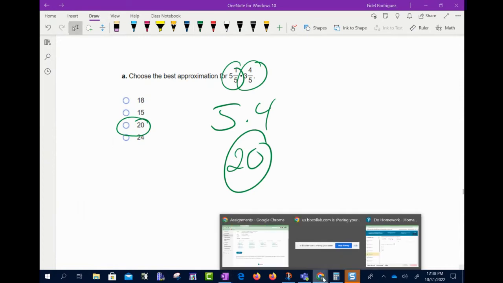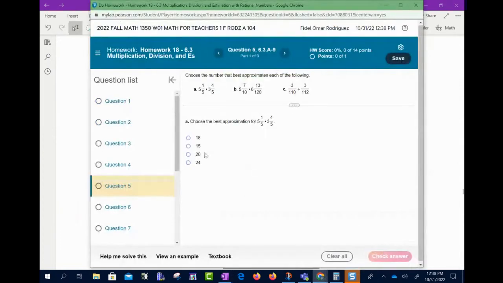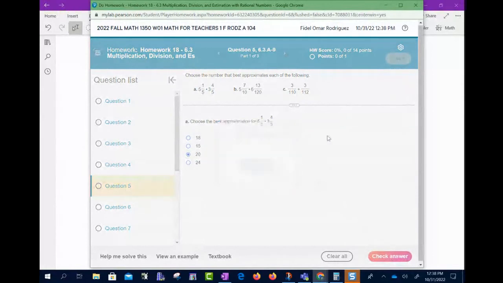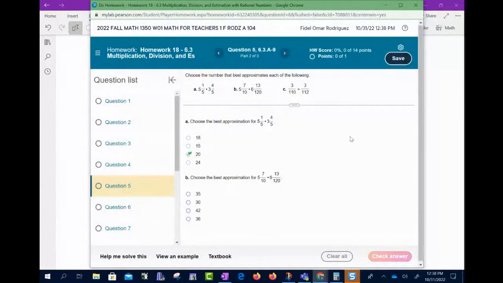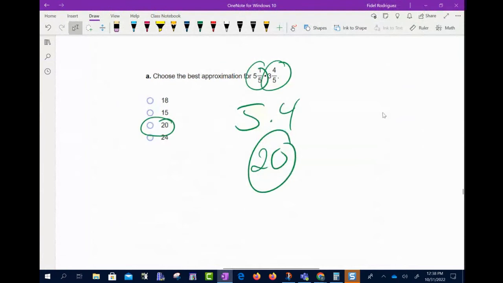I would probably go with 20 as my choice, right? And again, if I come back over here, I'm going to choose 20. Let me see what it says. Are we good? Yeah, there we go. That would be my approach on how I would do something like this, okay? But again, it's multiple choice, so I kind of just wanted to show you the idea and what I was doing there.